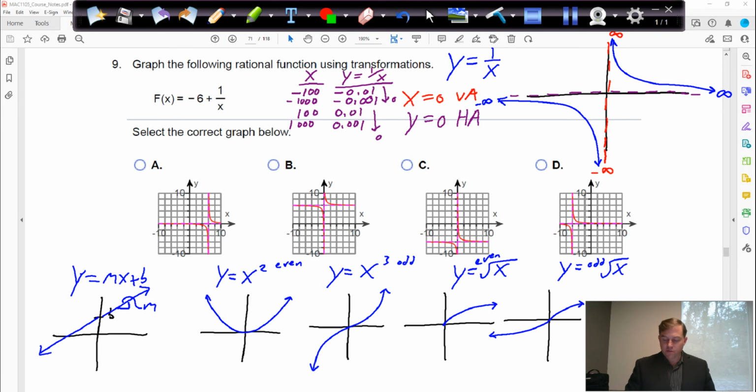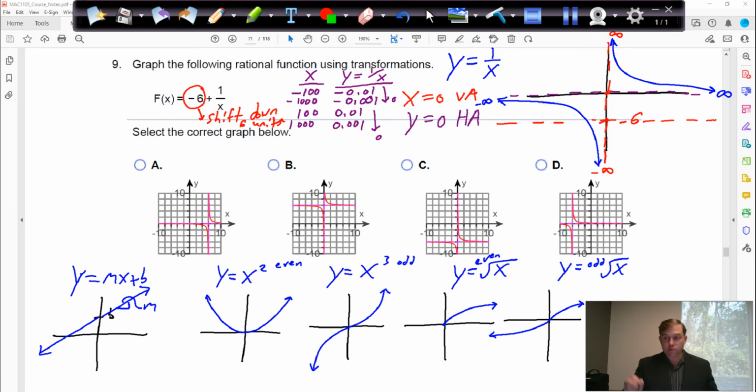So once we have the parent function, now we can shift it. All we have to do is ask, what will this minus 6 do? It's going to take every y value and subtract 6 from it, so it's going to shift it down 6 units. And I like to think of it as shifting these crosshairs. These two lines form kind of a crosshair, and that point right there is going to shift down 6. So now this crosshair is at minus 6. So we have a new horizontal asymptote at minus 6.